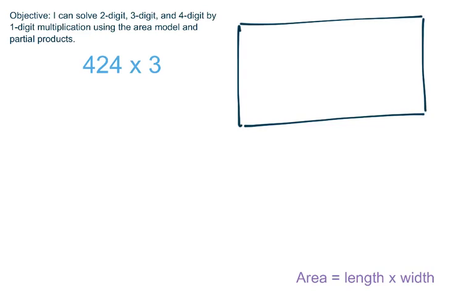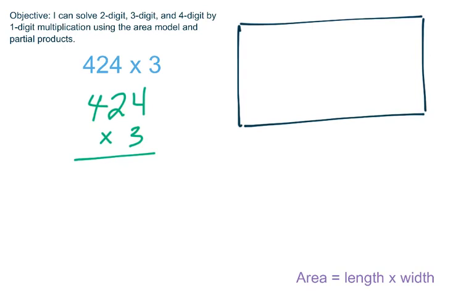We have 424 times 3. Before I do anything else, I'm going to go ahead and set my problem up like I would normally see it vertically. So 424 times 3. Now I'm going to solve this first with the area model because this is what we were really familiar with at the end of last week.